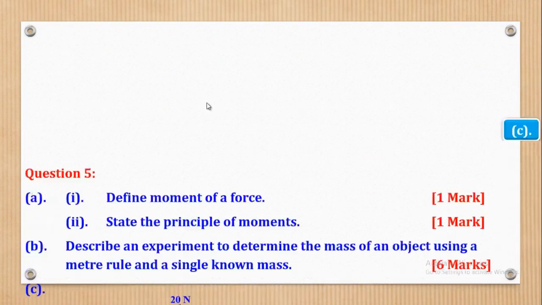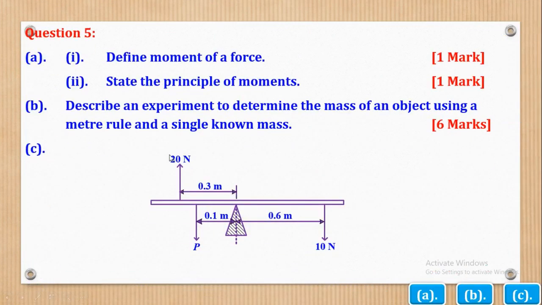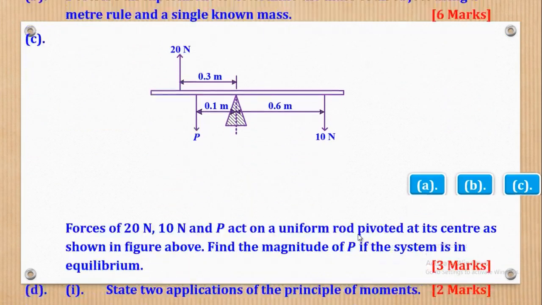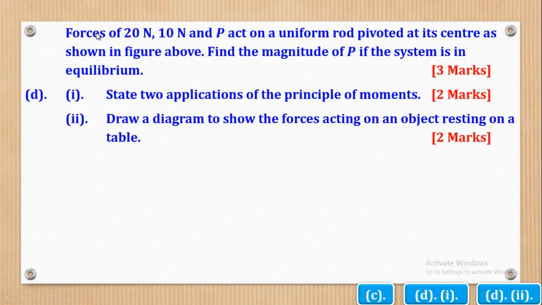So now we shall go to part C. Part C says, this is the diagram and those are the forces. And here they say that forces of 20 newtons, 10 newtons and P act on a uniform rod pivoted at its center as shown in the figure above. Find the magnitude of P if the system is in equilibrium.